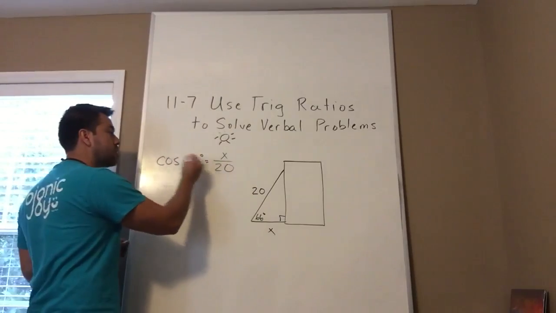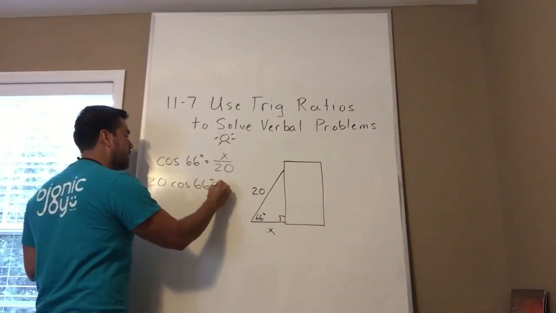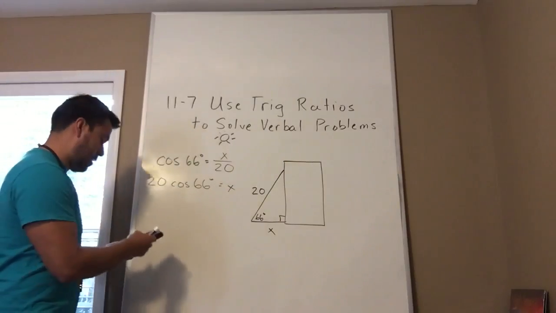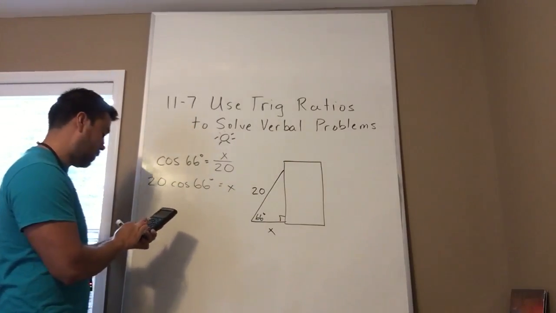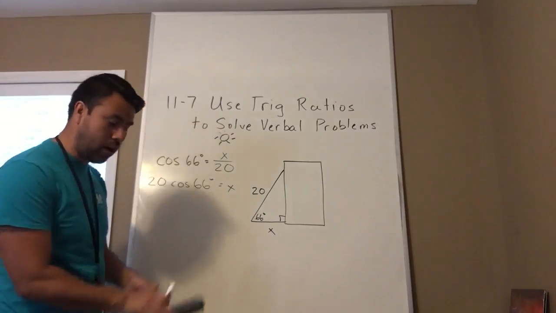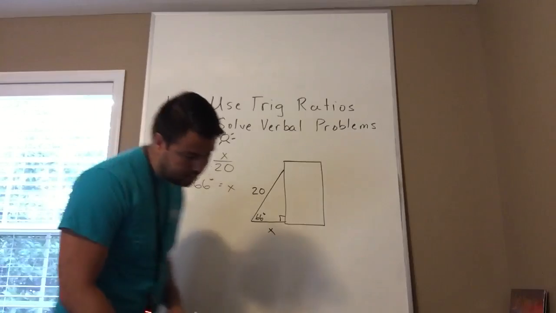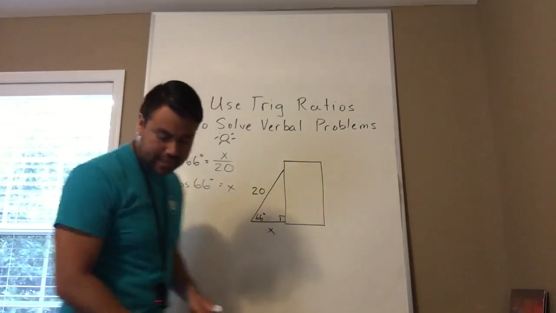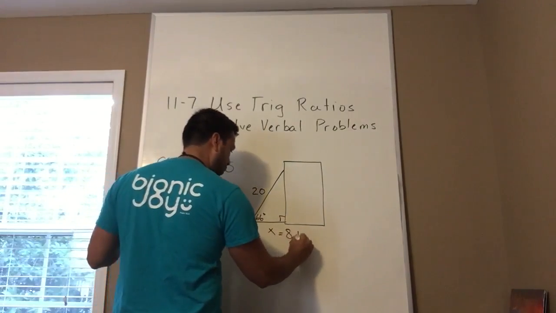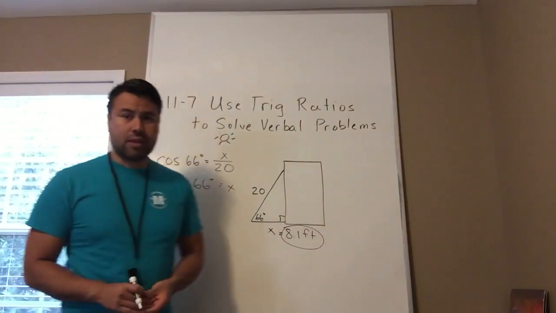So I have that little equation. I'm going to multiply both sides by 20. 20 cosine 66 degrees equals x. And that's going to get me my x value. So 20 cosine 66, 8.13. Rounding to the nearest tenth, 8.1. So x equals 8.1 feet. So that was one answer.